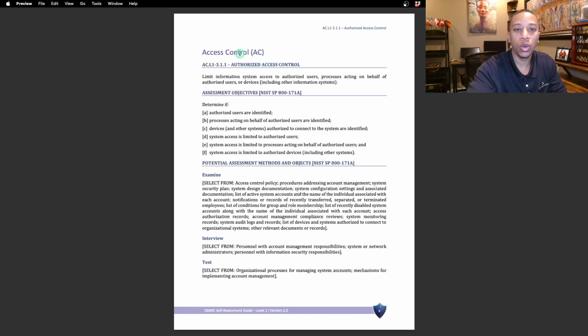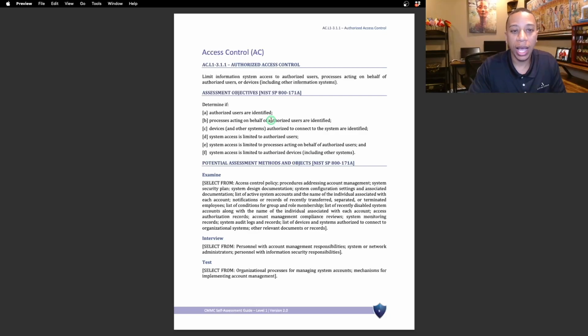So for access control, I mentioned I'm going to go through each practice. So this is the actual practice. We want to limit information system access to authorized users, processes acting on behalf of authorized users, or devices, including other information systems. So this is the practice we need to satisfy. And then as far as assessment objectives, they let us know what needs to be determined. So as you're performing your internal self-assessment, you're looking at the assessment objectives to determine first, are authorized users identified?